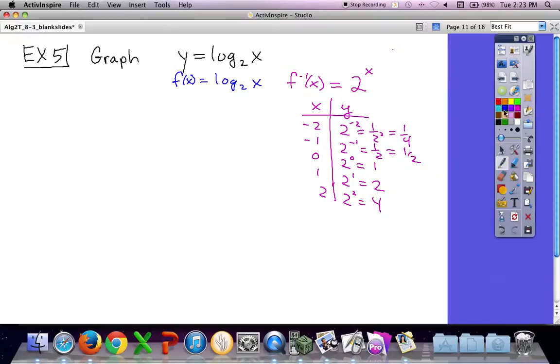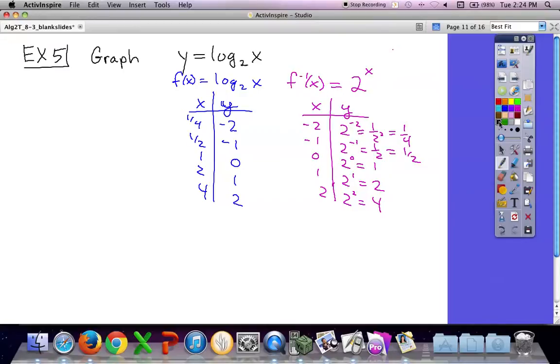Okay, now the inverse, those points should just be flipped. Now it's the y's that are -2, -1, 0, 1, and 2. And it's the x's that go from 1/4 to 1/2 to 1, 2, and 4.